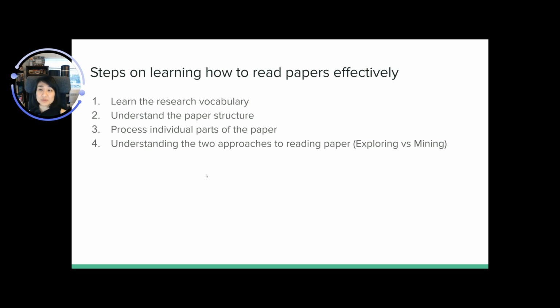So now, how do you learn how to read papers effectively? So these are the 4 main steps from foundation all the way to the deeper levels, okay? First is to learn the research vocabulary. Number 2, understand the paper structure. Number 3, process individual parts of the paper. And number 4, understanding the 2 approaches to reading paper. Either is exploring versus mining.